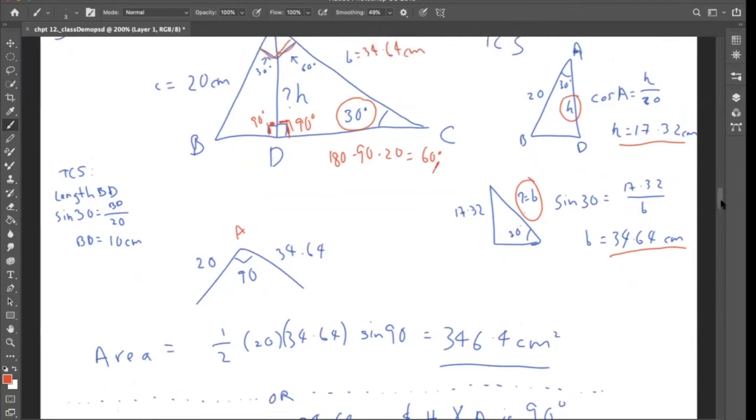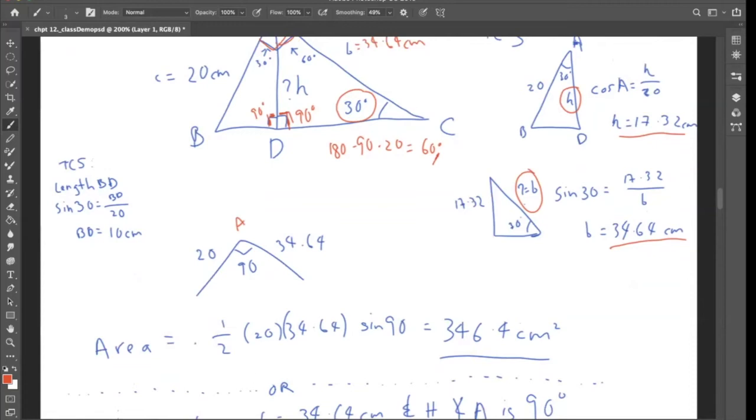So I can find the area. Area will be half times 20, using the formula. Area is half times 20 times 34.64 times sine 90 degrees. How do I know 90 degrees? Because I know angle A is 90. So the answer is 346.4 centimeters. Okay, there's another way.